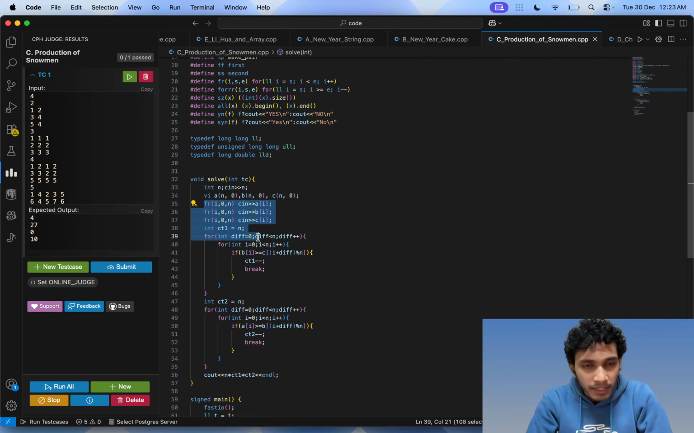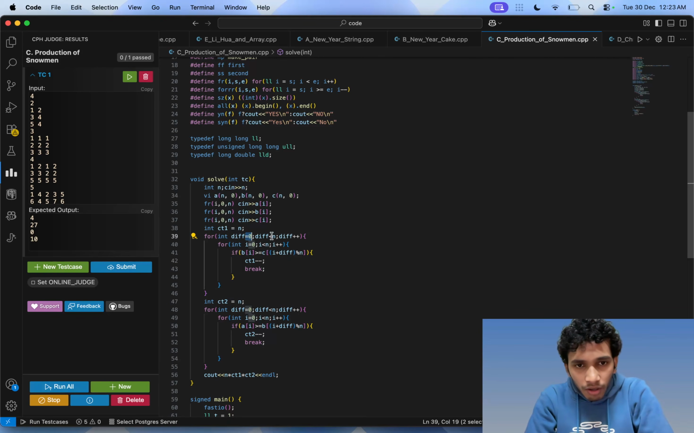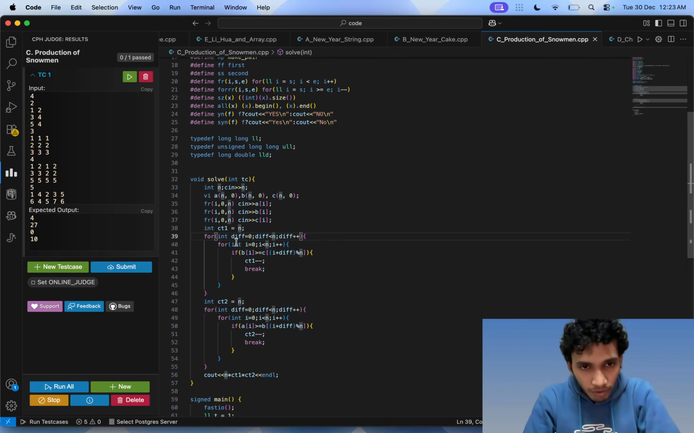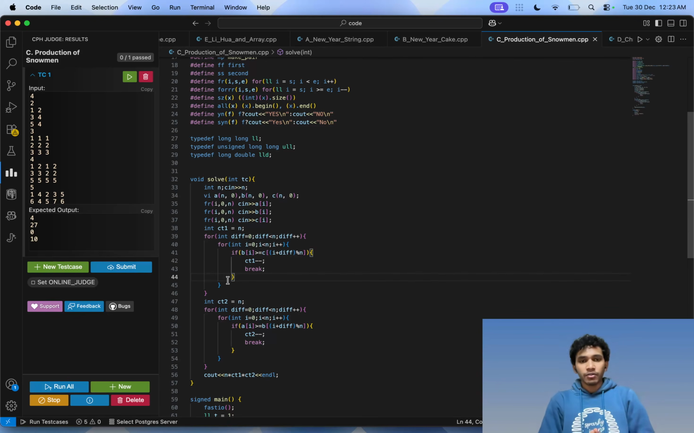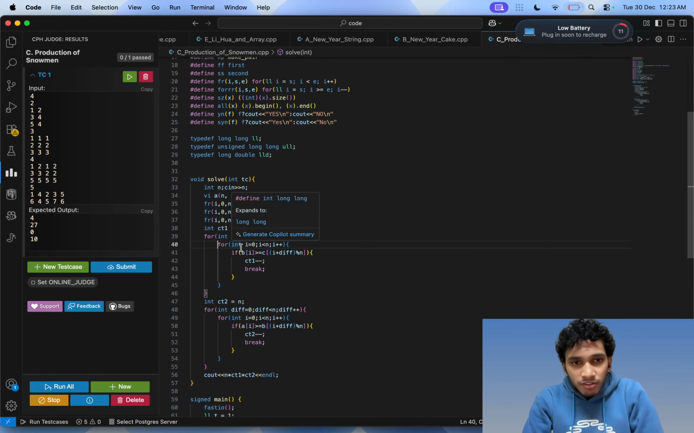Take input of A, B, and C. Then what did we discuss? We discussed that we will iterate over the differences, starting from difference 0 up till difference n minus 1. These are all the possible scenarios, because the minimum index is 0 and the maximum index is n minus 1, so the difference is n minus 1 overall. Now iterate over all the possible starting positions.